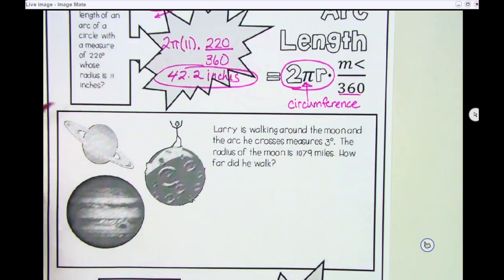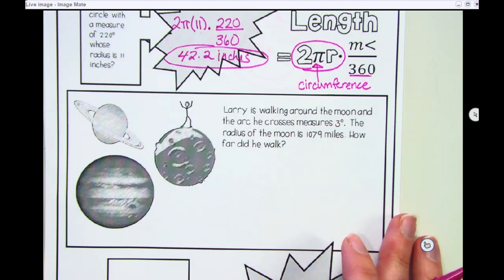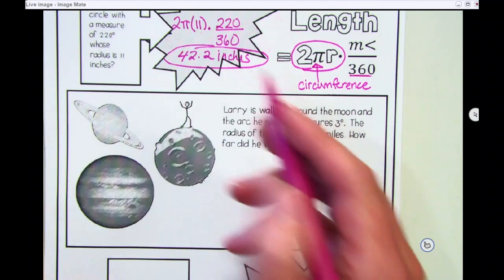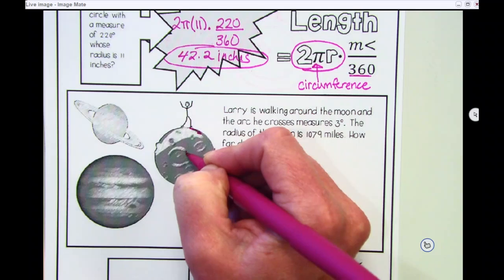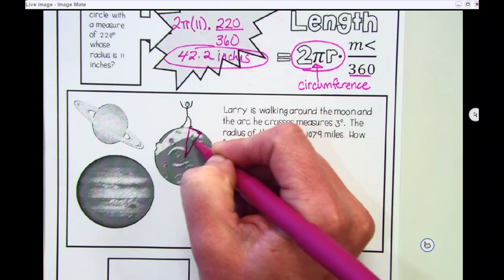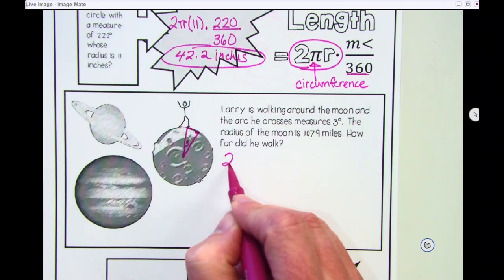All right. Larry is walking around the moon, and he crosses an arc that measures 3 degrees. How far did he walk? Any guesses? No guesses? Okay, so we know that his little wedge that he went is 3 degrees. All right, so same thing.